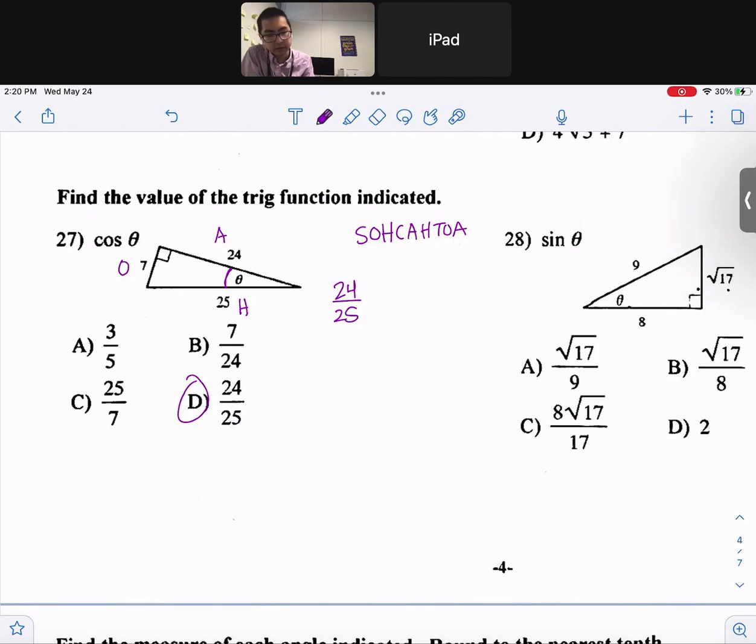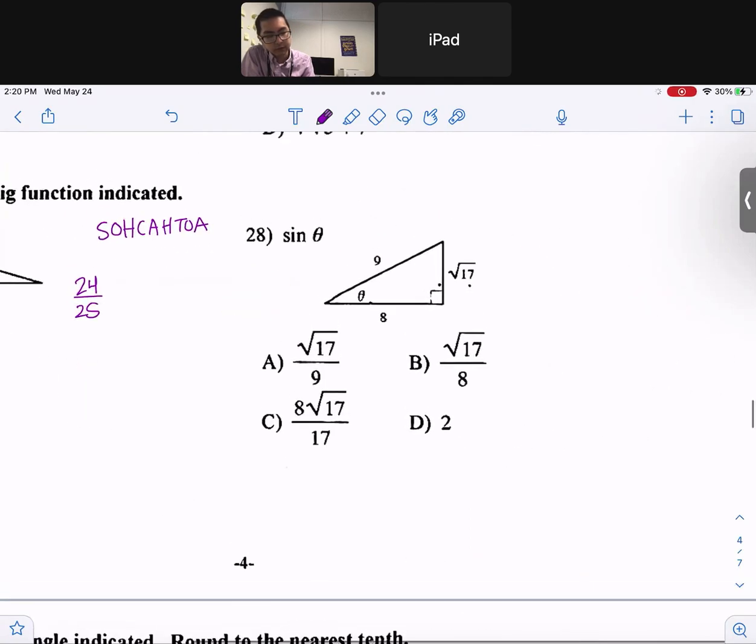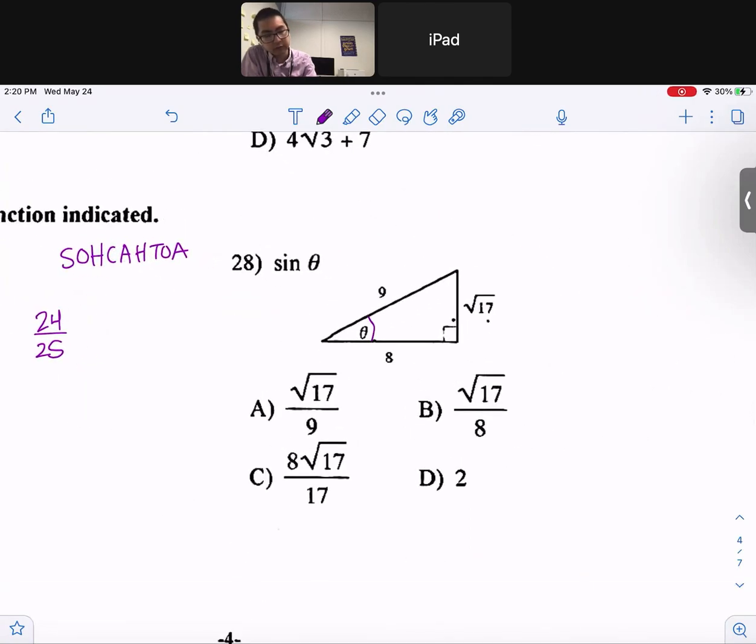That's cosine theta. For this one, in the perspective of this angle, this side's opposite. The one across from the 90 is hypotenuse, and the one next to it is adjacent. So since it's sine, it's opposite over hypotenuse, so rad 17 over 9.